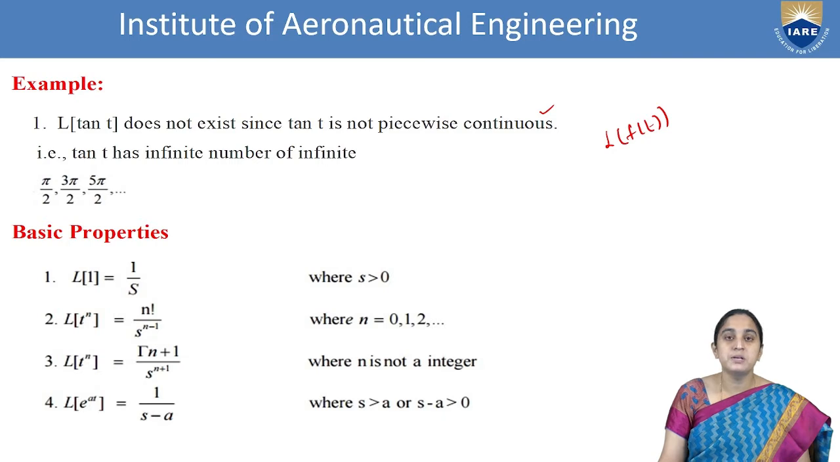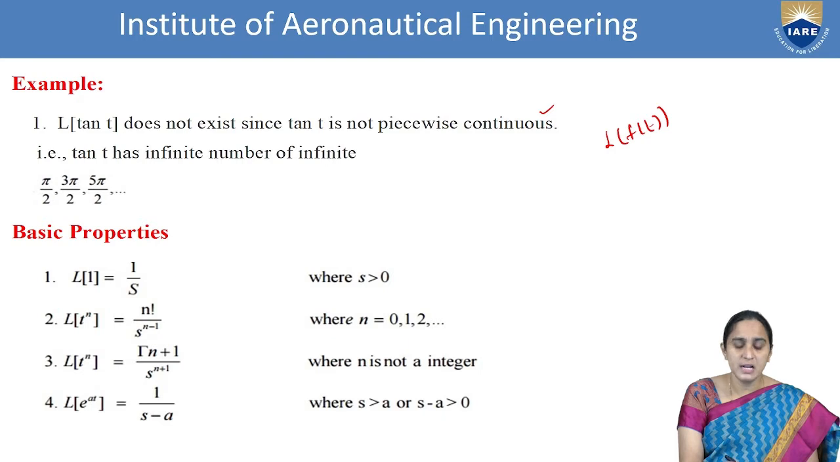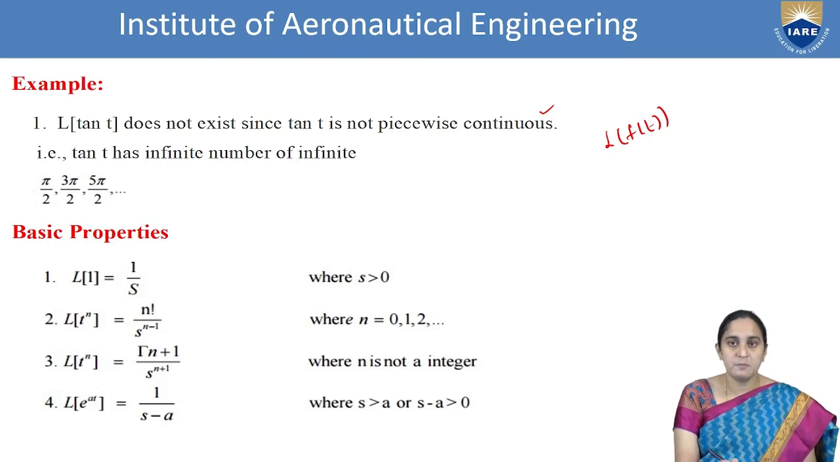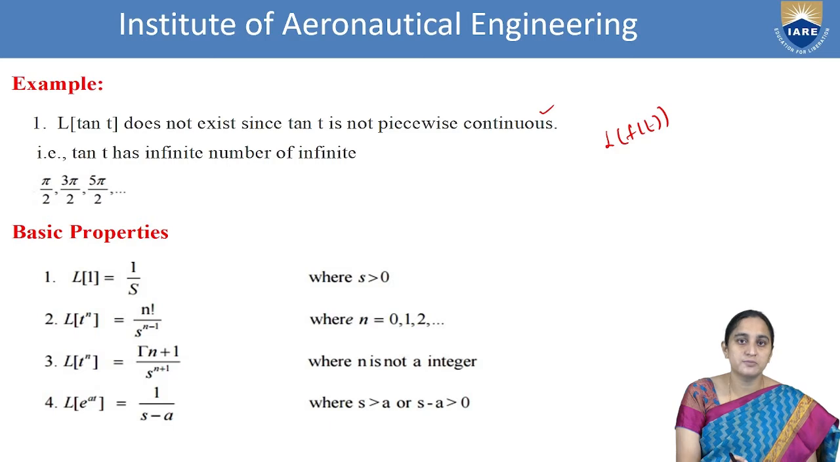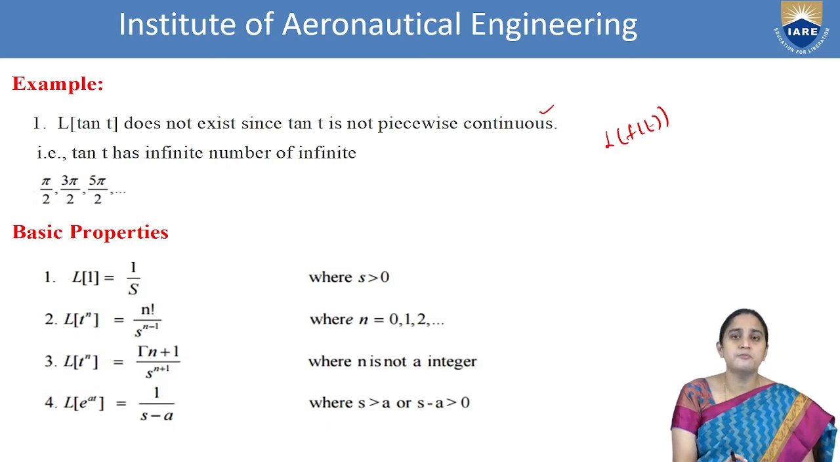Now I'll go through the basic properties of the Laplace transform. These are the basic formulas. Laplace of 1 is equal to 1 by s. Here, what is s? Always s is greater than 0. And another formula: Laplace of t power n is equal to n factorial by s power n plus 1. These are the basic formulas of the Laplace transform. If you know the formulas, we can easily find the answers to the problems.